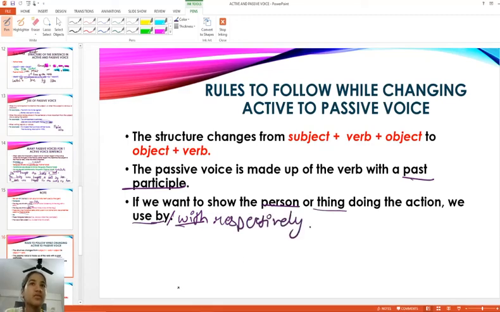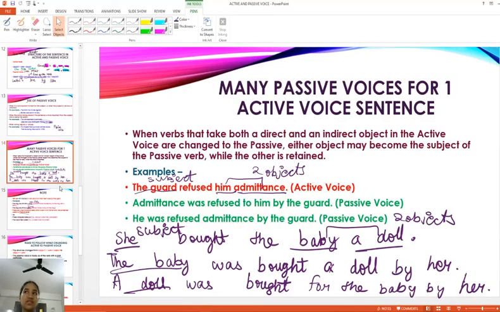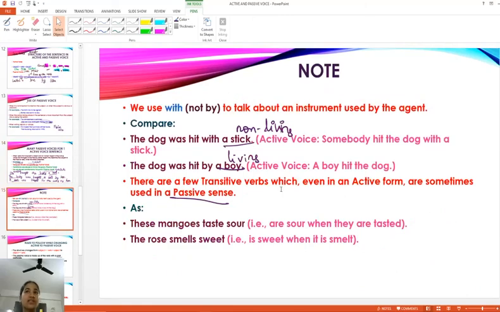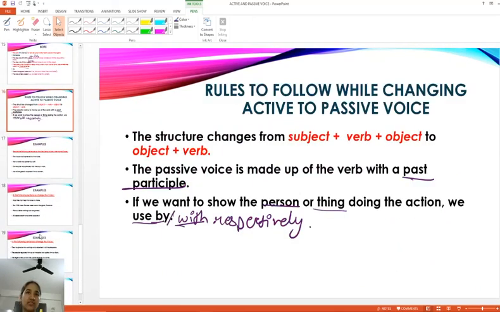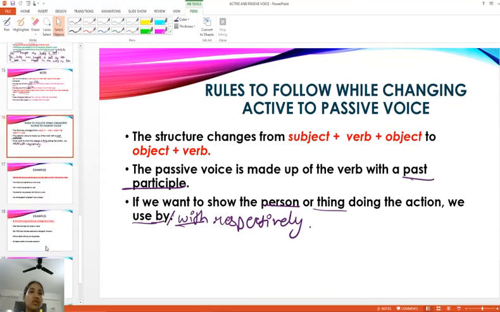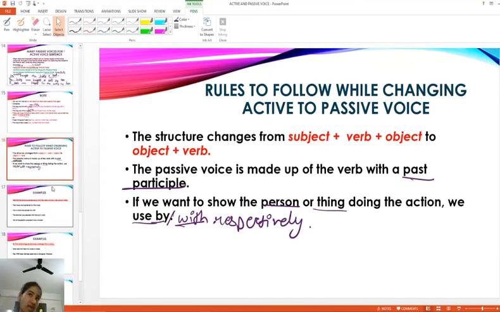All right. So I hope you all understood till here. Many passive voices for one active voice sentence, and the important note, then rules to follow while changing active to passive voice. So in our next session, we'll be solving a few questions related to it so as to be more familiar with it.